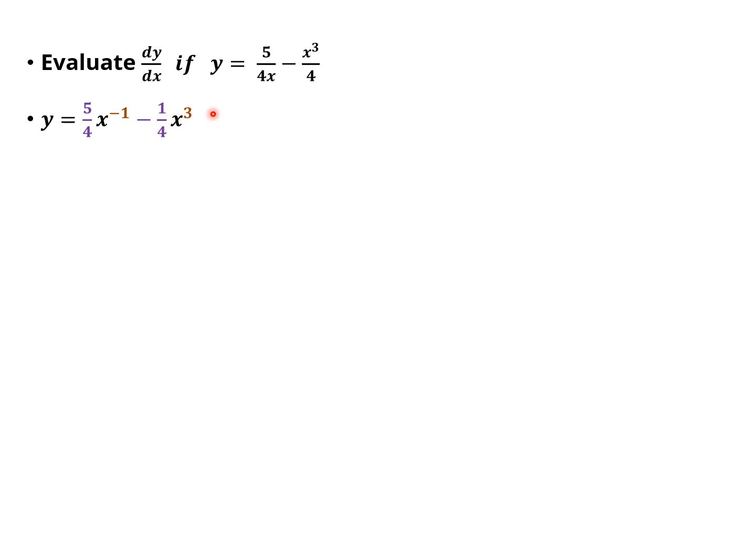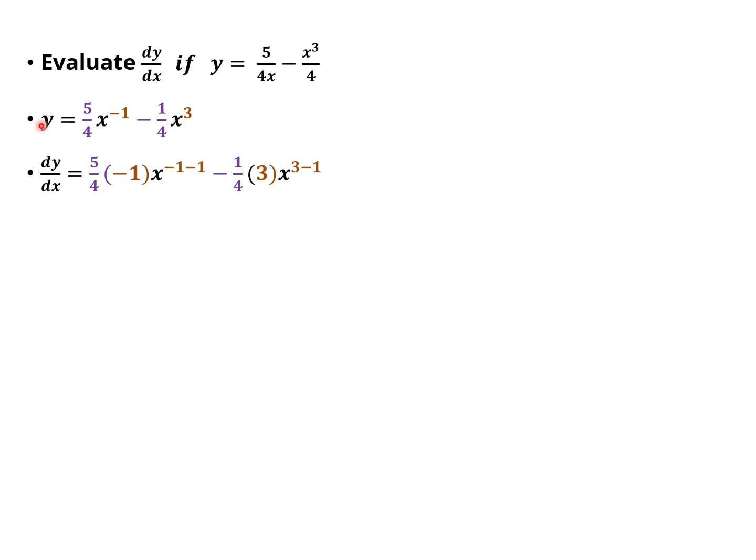I am therefore now allowed to differentiate. So I'm going to differentiate y with respect to x, so that would read dy dx. Negative 1 times 5 over 4, which becomes negative 5 over 4, x to the power negative 1 minus 1, which then becomes negative 2. 3 times negative 1 over 4, which becomes negative 3 over 4, x to the power 3 minus 1.